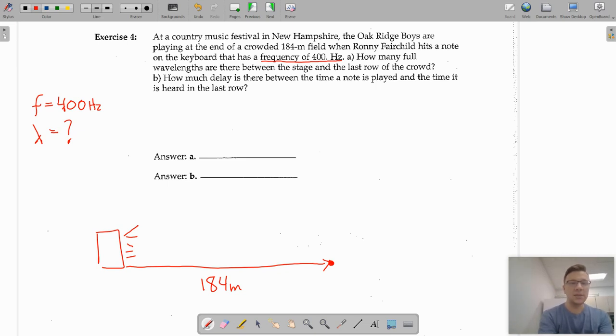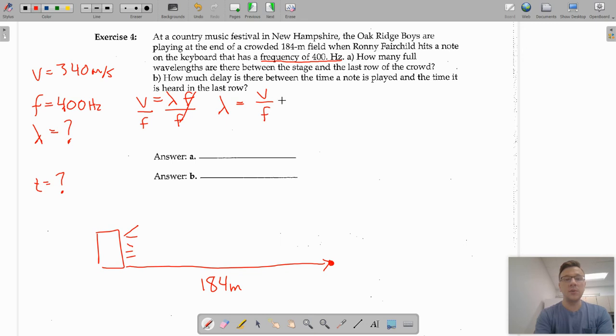And then it says how much is the delay, the time between when the note is played and when they hear it at the back. So we're also looking for time here, which we can solve for. So the big thing here is that we need to know that the speed of sound is 340 meters per second because they're playing music. We're solving for wavelength. So wave speed is equal to wavelength times frequency. We're going to get frequency off of this side. So we're going to solve using wavelength is equal to wave speed divided by frequency, which is going to be 340 meters per second divided by 400 hertz, which is going to give us a wavelength of 0.85 meters. Okay, so that's one wavelength.